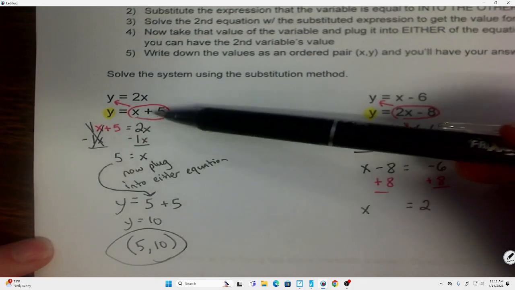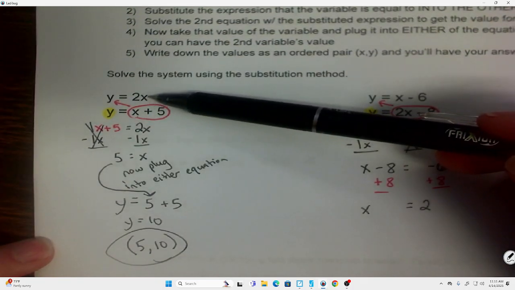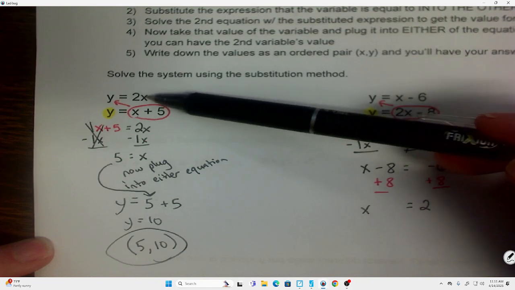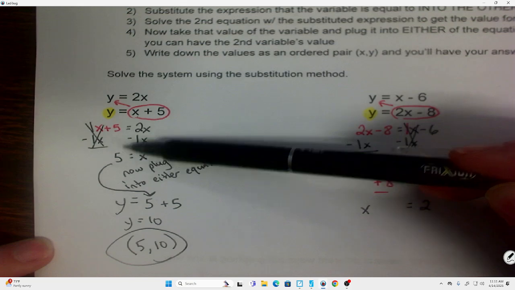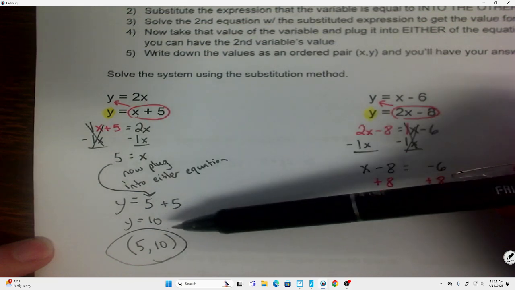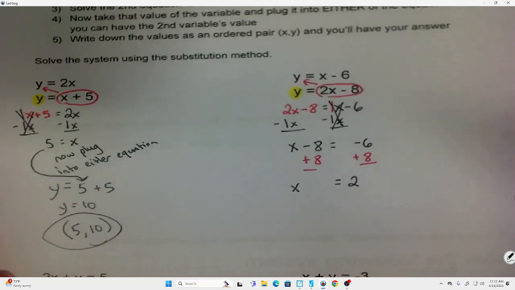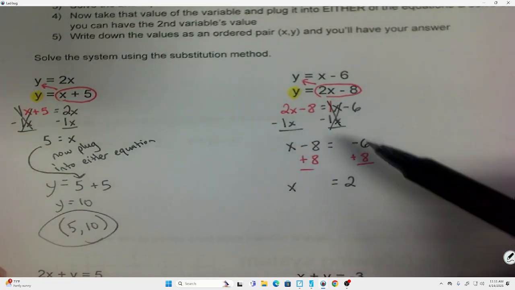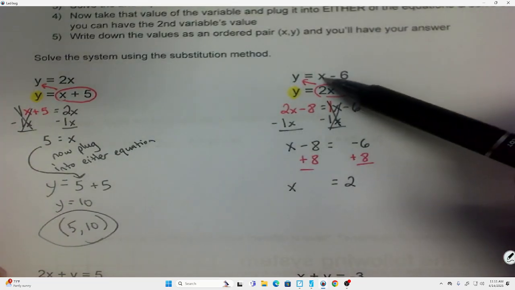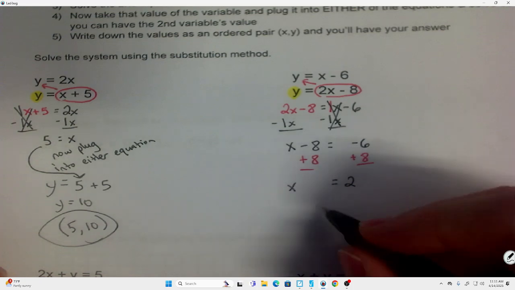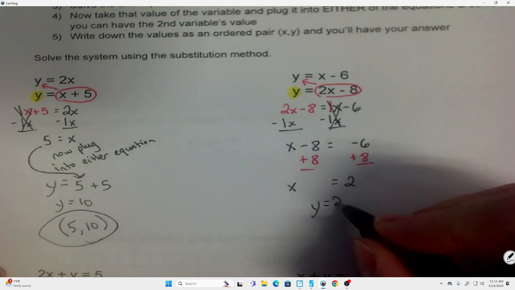Now, did I have to plug it into this one? No, I could have plugged it into either equation, and you can see that 2 is multiplying x, and x was 5, so 2 times 5 is also 10. So let's go through and do this one as well. I think the first one looks a little bit easier because then it's just whatever x is minus 6. So y equals 2 minus 6.